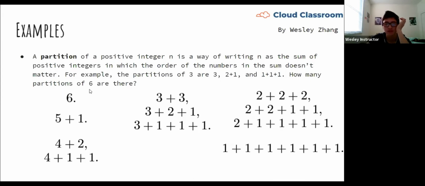How many partitions of 6 are there? So for this one, we want to make a list, and we want to go in order from greatest to least. So let's start with the easy one, 6, obviously. Then we have 5 plus 1. 1 plus 5 is the same thing as this, so we don't count that.